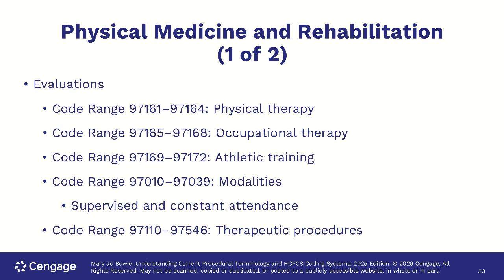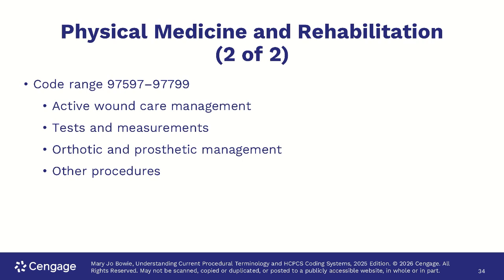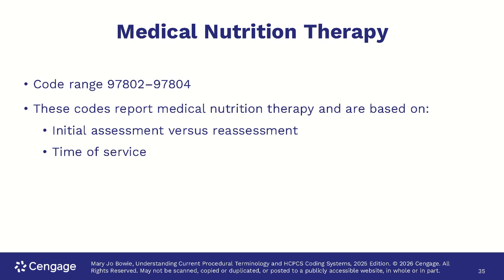Then you have therapeutic procedures. These codes require the physician or therapist to be in direct contact with the patient. The codes are differentiated by the actual therapeutic procedure that is completed. Some of these codes are reported for each 15 minutes of therapy. If therapy time is required, it has to be in the medical record. All right. And then the last part over here, you have codes for active wound care management, orthotic, and prosthetic management as well. All right.